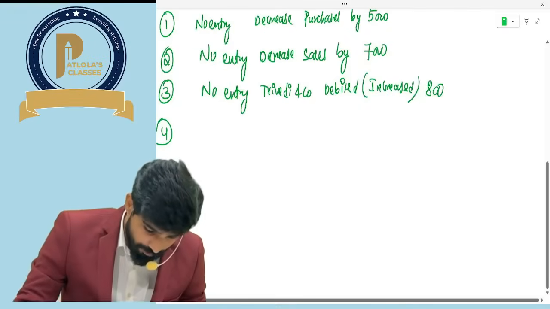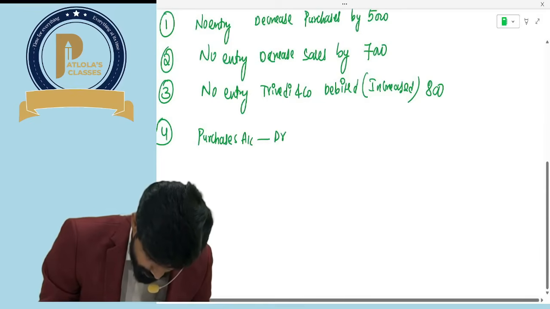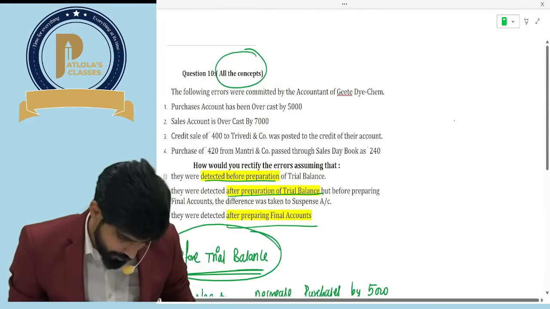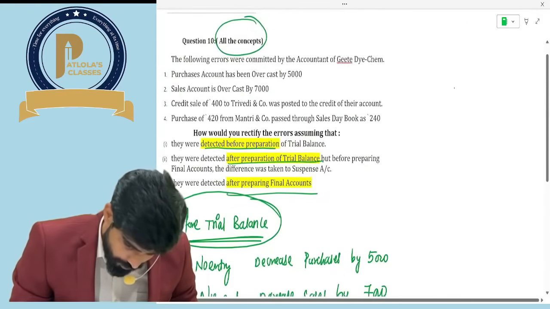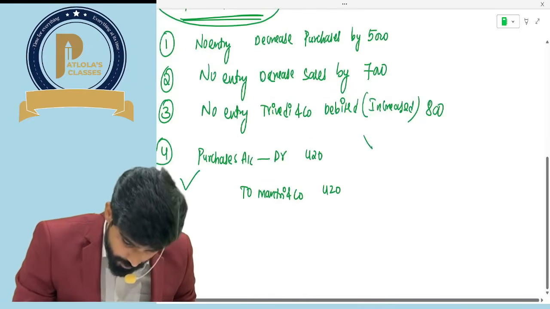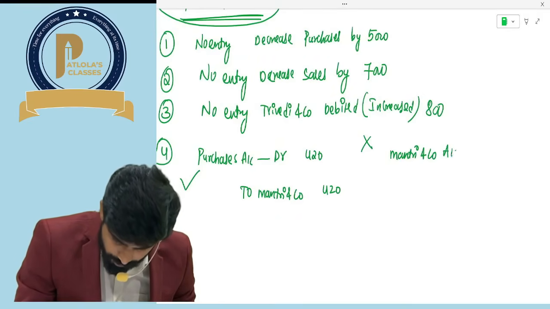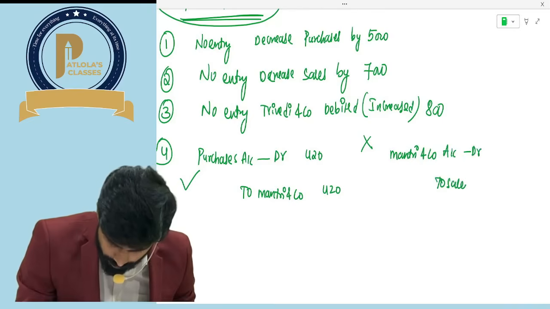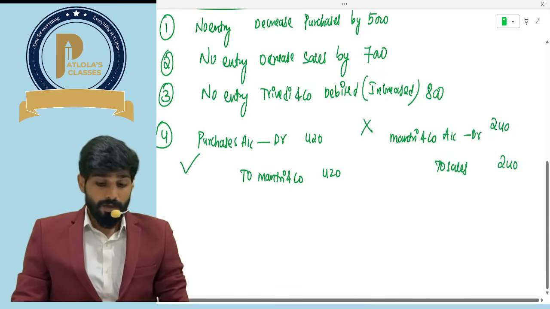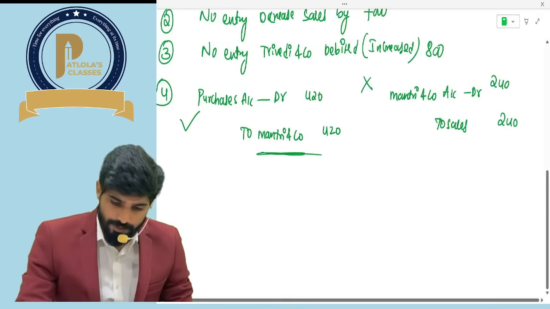Okay, let us see what they should have done and what they have done. They should have written purchases account debit to Mantri and Co. How much should they have written? They should have written 420. This is the correct entry. And what is the wrong entry that they have written? Mantri and Co account debit to sales. Okay, how much? 240 they have written instead of 420. Okay, guys. So let us see if we can pass any entry here, because Mantri and Co account should have been credited. It is debited.